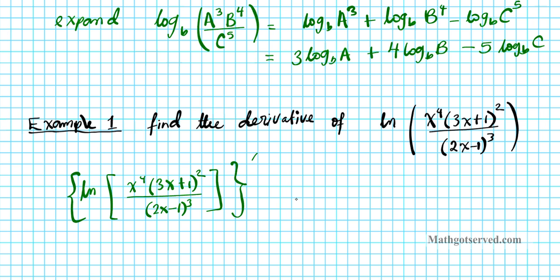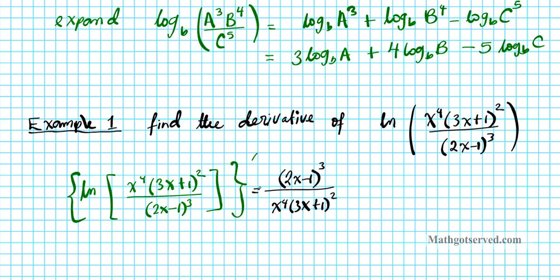So if I want to do that, first of all, I'm going to use the chain rule on the whole function. So it's going to be basically the reciprocal of this whole thing: 2x minus 1 to the third divided by x to the fourth times (3x plus 1) squared. Okay, that's the derivative of natural logarithm, which is 1 over x.